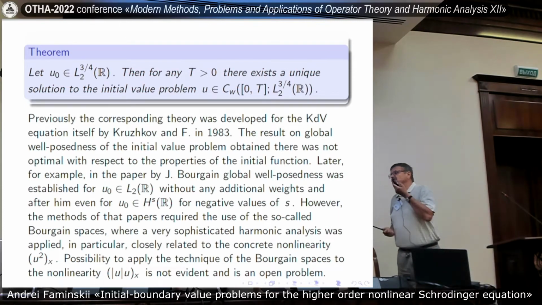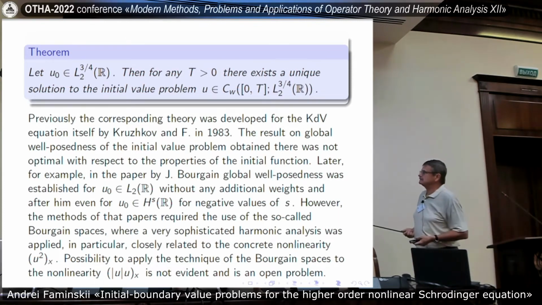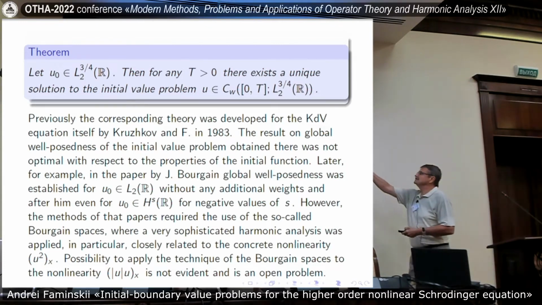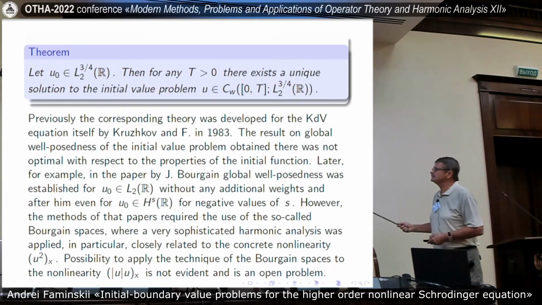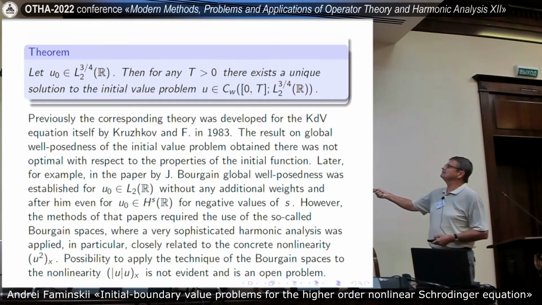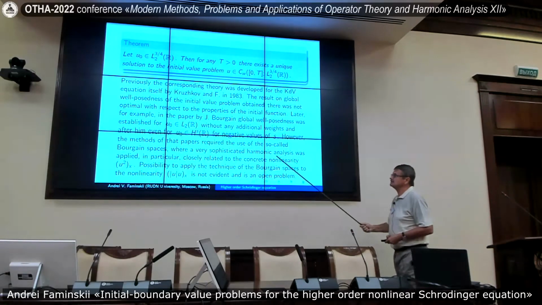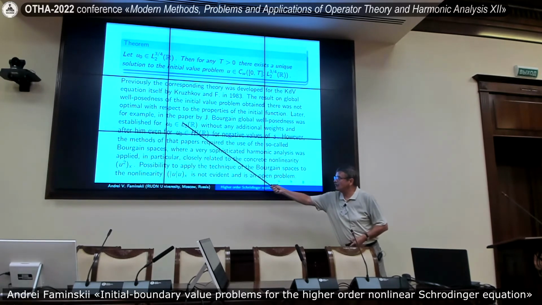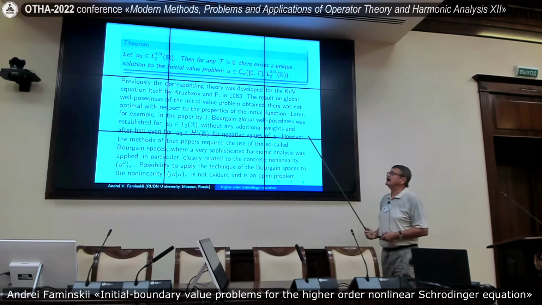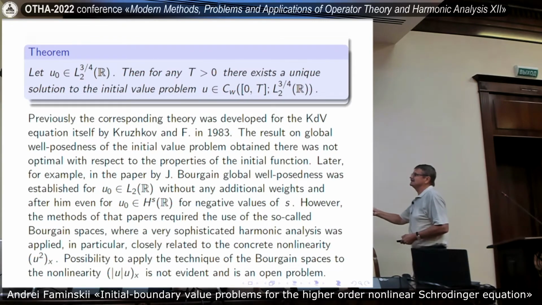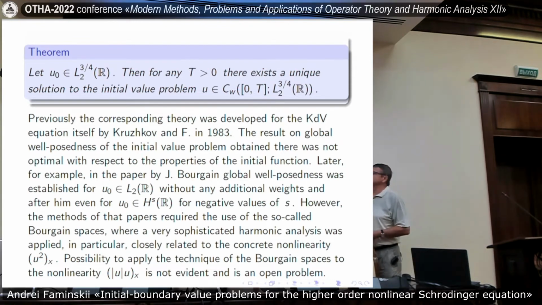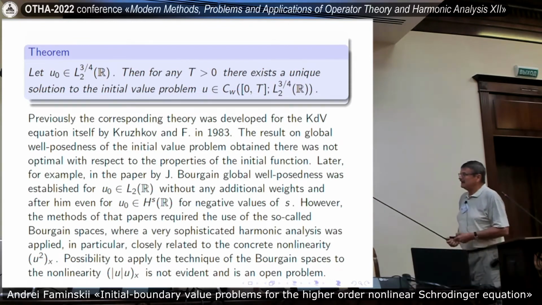This result is not optimal. Next, for example in the papers by Jean Bourgain, this weight was thrown away, and Bourgain proved that the initial value problem for the Korteweg-de Vries equation is globally well posed if U naught is just in L2. Moreover, after him, such a result was obtained for U naught from a negative Sobolev space.